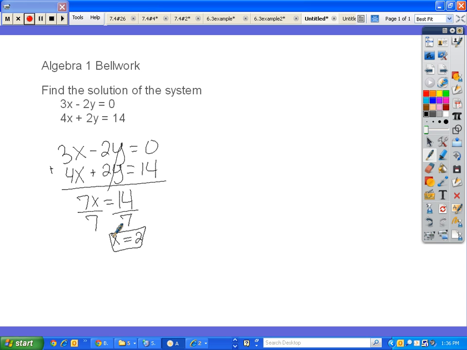I could solve for one variable, substitute into the other. But here, elimination is probably the easiest because one of the variables cancels out. So that is the key to elimination, is you have to eliminate a variable, right?